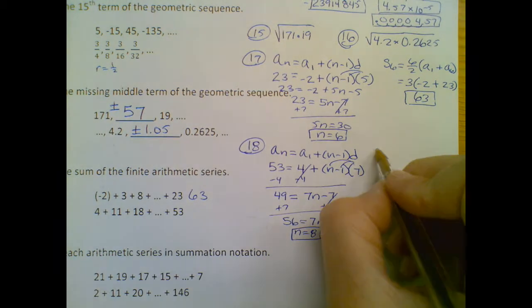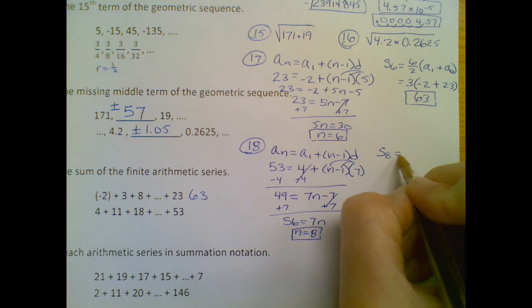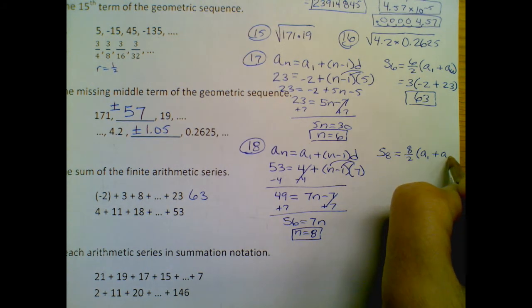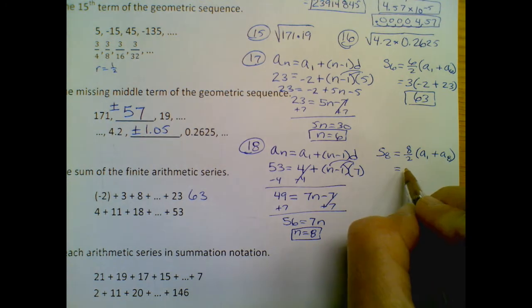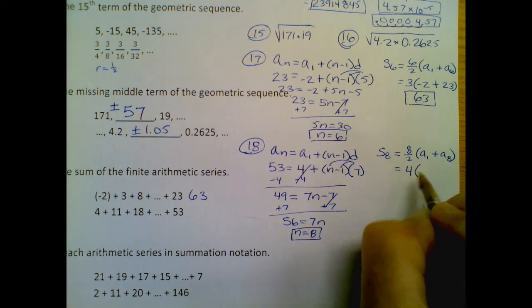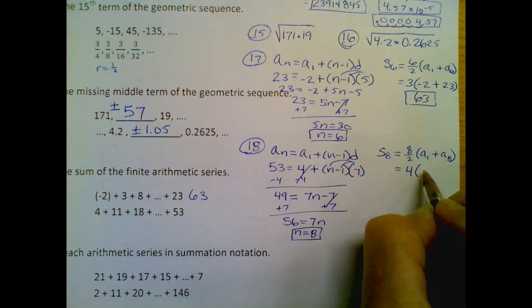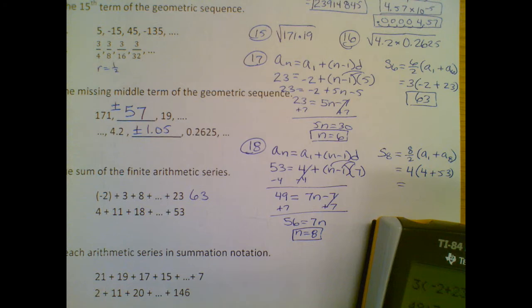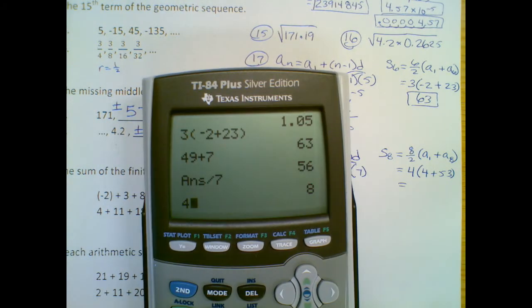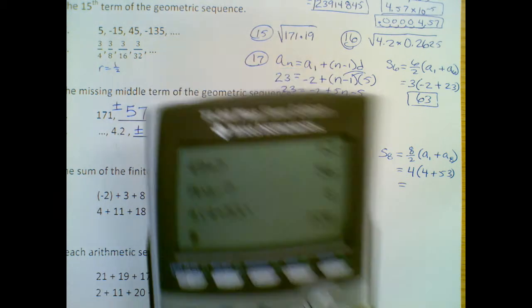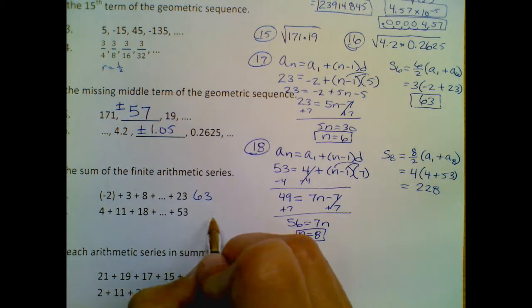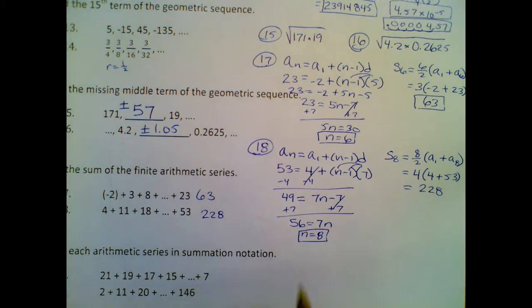So then we're going to go to the second equation. We're going to plug in 8 for each of our n's. Okay, so then we can reduce this. We get 4, and then we're plugging in the first term and the last term. So 4 and 53. So then we're going to plug that into our calculator. We get 228. So the sum of those 8 terms is 228.